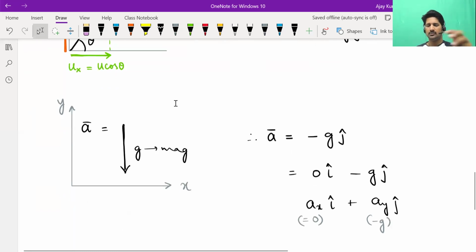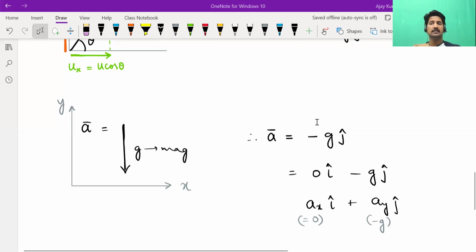If you want to analyze motion in 2 dimensions, you have to do this on your own. You have to write velocities, accelerations. Sometimes you'll have to write positions also as vectors. Now if you observe, the acceleration does not have an x component.